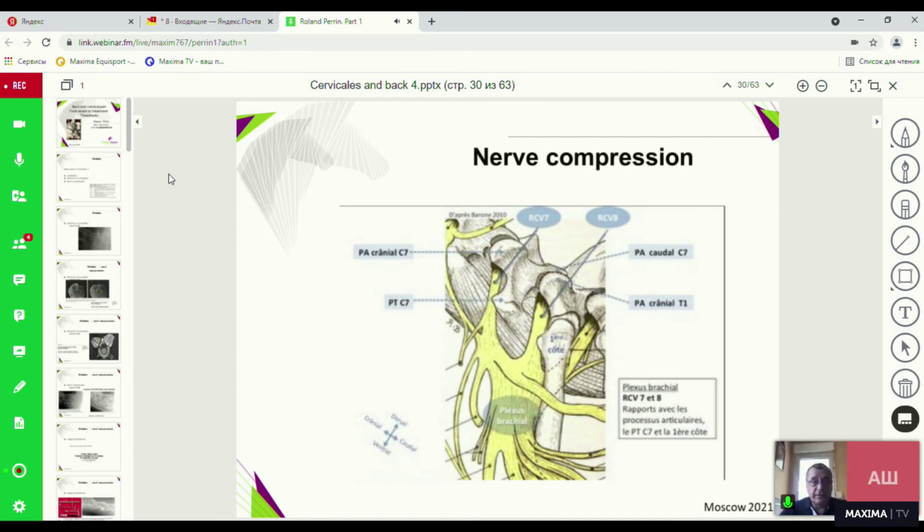Another pathology is nerve compression. More often this compression occurs between C6, C7, C7, T1 and T1, T2. That is the place where you have more chance, not chance, but you have more pathology. Наиболее вероятно возникновение такой компрессии на уровне от 6-го шейного до 2-го грудного позвонка, то есть С6, С7, С7, Т1, Т1, Т2.